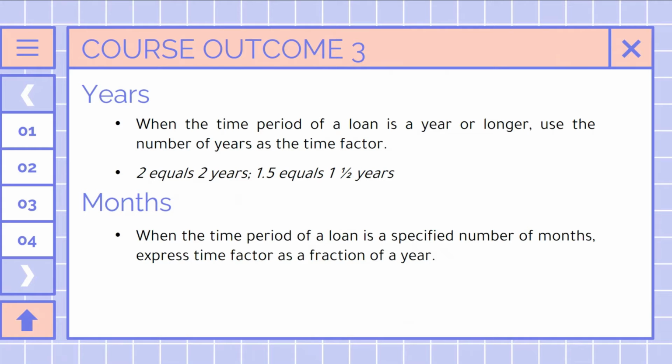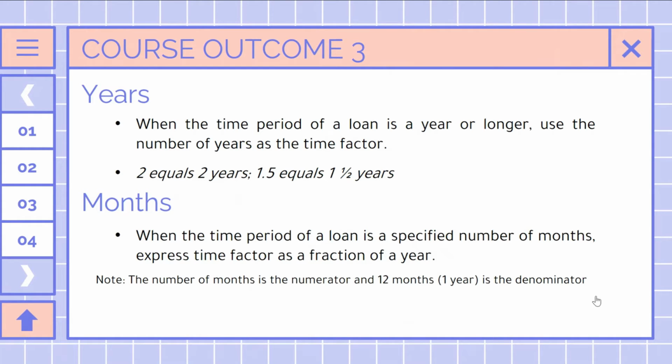When the time period of a loan is a specified number of months, express the factor as a fraction of a year. So note that the number of months is the numerator and the number of months in a year, which is 12, is the denominator. So here is an example. So 1 over 12 is equal to 1 month, while 5 over 12 is equal to 5 months.